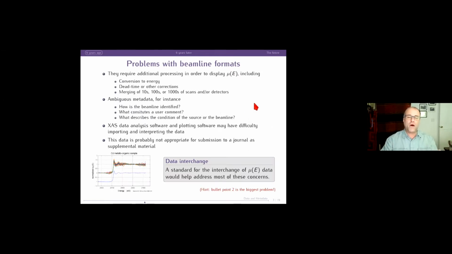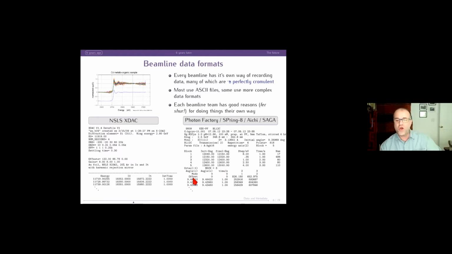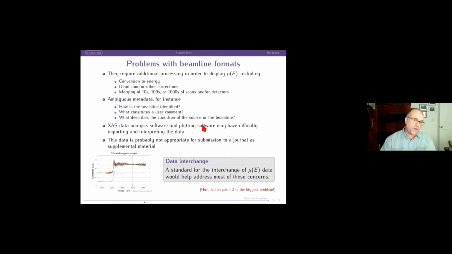So here I'm summarizing, when I gave this talk 6 years ago, this was the drive-home-the-point page. These files often require all kinds of processing. Like this one on the right, you'll notice presents the x-axis, what's normally the energy axis in XAS, as monochromator angle, and so you have to somehow convert that to energy. There are other data conversion problems you might have, like dead time correction if you're using an energy discriminating detector, or merging lots of scans. Because the file formats are so weird and quirky, analysis software and plotting software might have trouble knowing what to do with the file. And you probably don't want to throw files like this in an archive for supplemental material to a journal. But it turns out that the biggest problem here is bullet point 2, and that is that the metadata is captured in really inappropriate or incomplete ways.